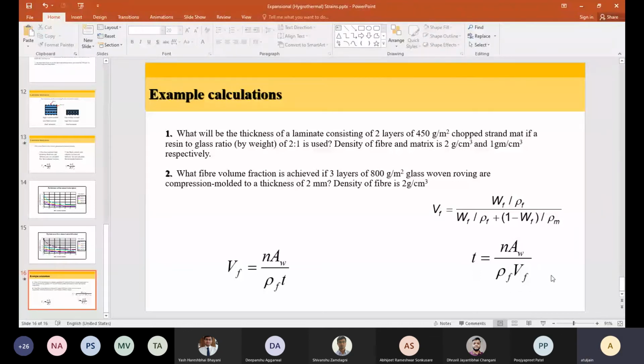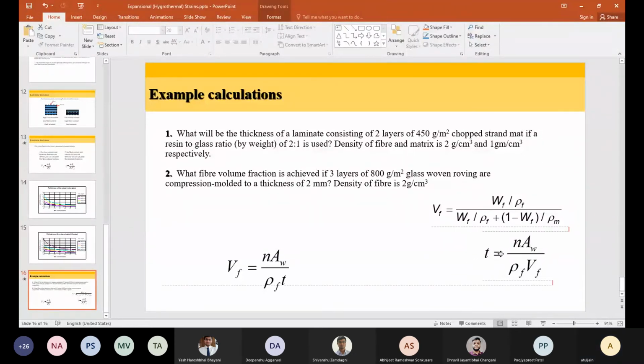N is unitless, areal weight is grams per meter square. Density also has to be grams per centimeter cube. Then the T will come in terms of centimeter. If areal weight is grams per meter square, density also has to be grams per meter cube. Only then you will get your thickness in meter. Solving problems like this is area of error number 1.